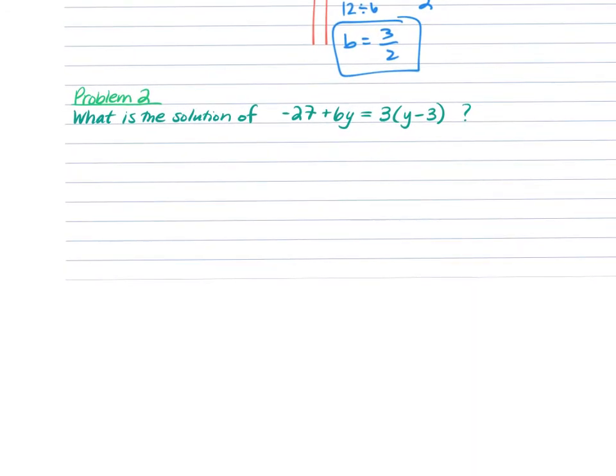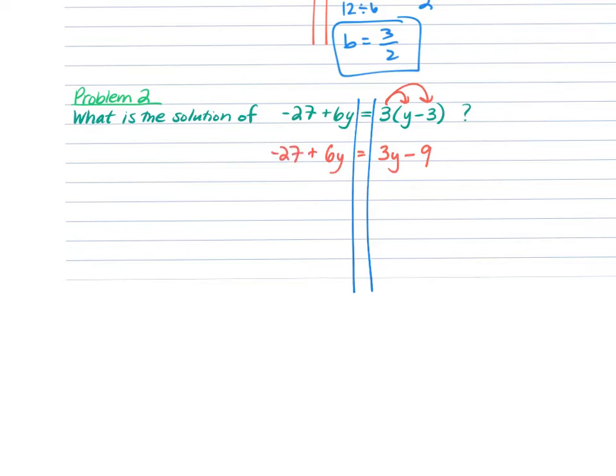Here, we're going to put our tracks around our equal sign, so we separate the two sides. Then we have to simplify each side before we can move anything around. The left side is simplified, but the right side needs, this 3 needs to be distributed. So let's distribute that. That becomes 3y minus 9. This equals, and this stays the same, 6y plus negative 27.